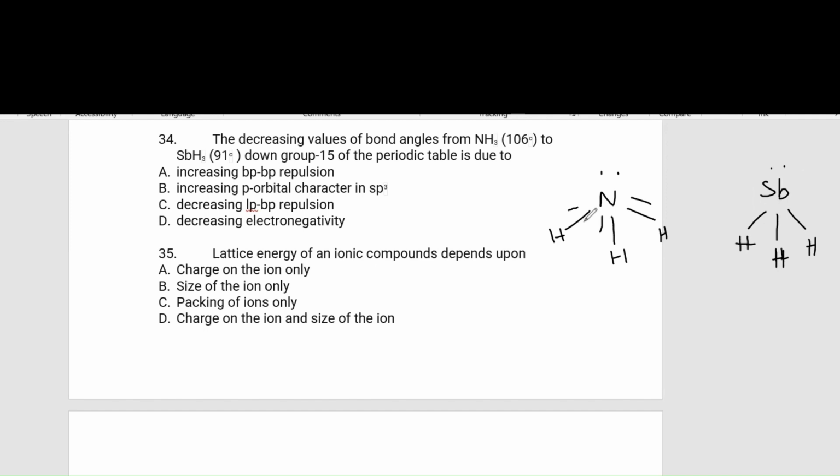When they are very close to the nitrogen, the repulsions between them will be more, and when they are far away from the central atom, the repulsions between them will be less. When the repulsions are less, obviously the bonds become closer, and so the bond angles decrease. All this is happening because of the decreasing electronegativity down the group, and so the answer is option D.